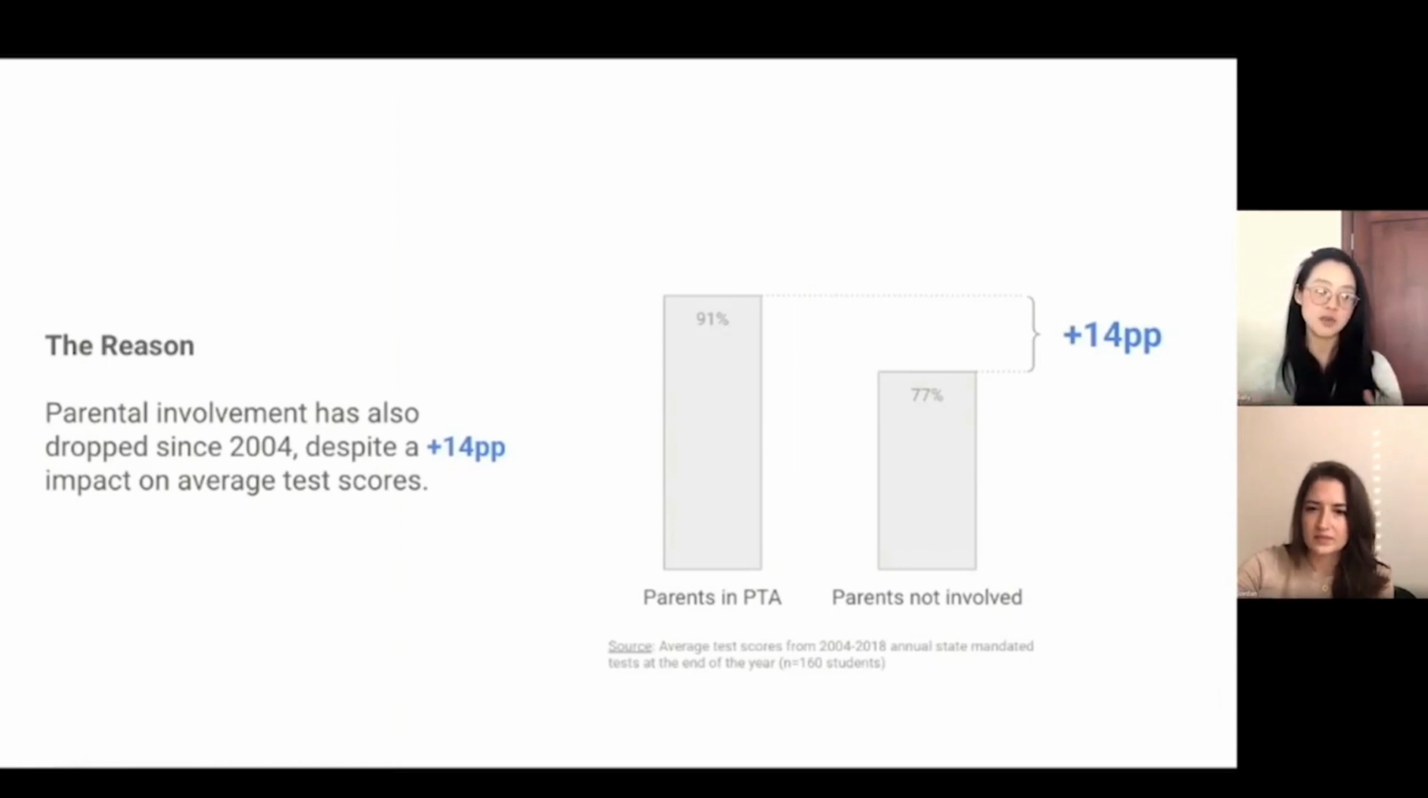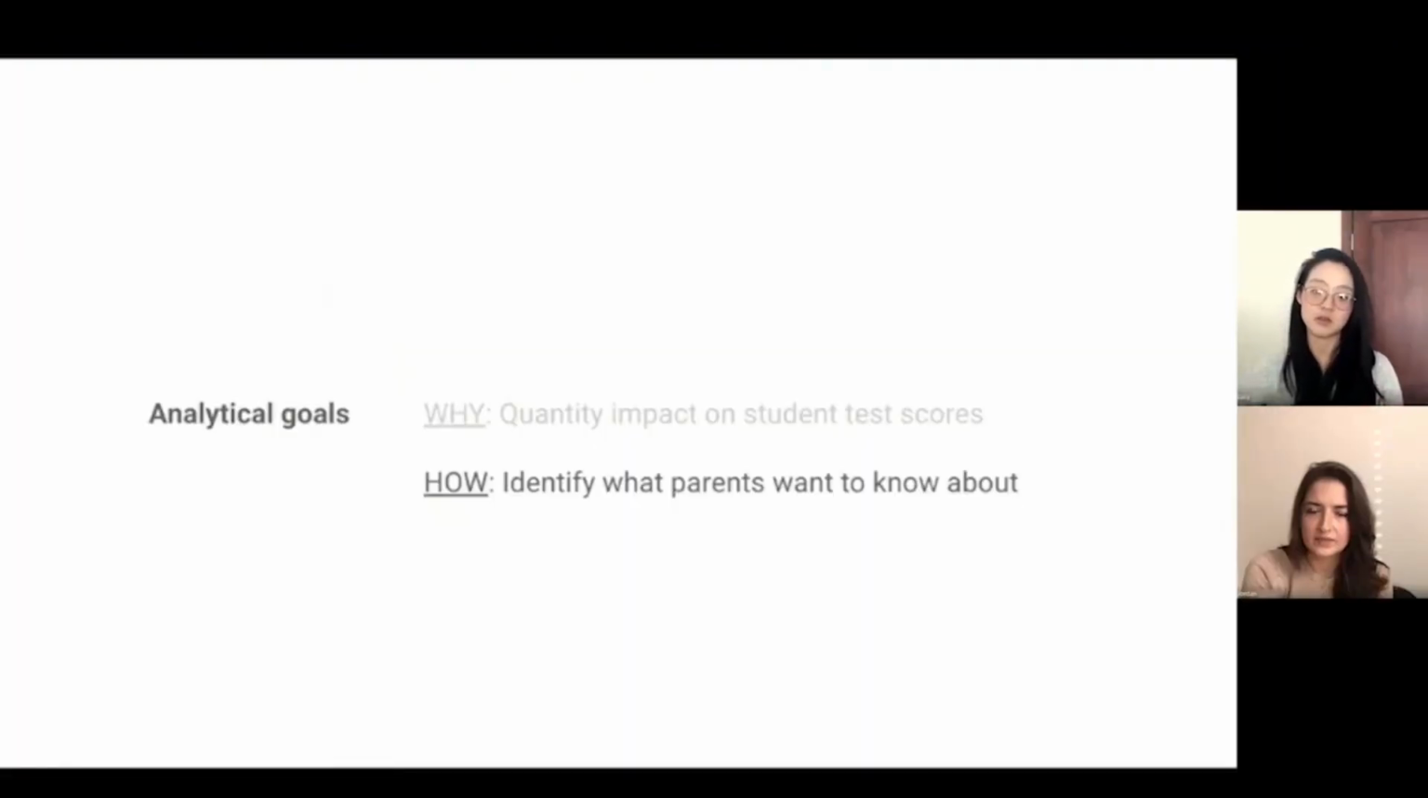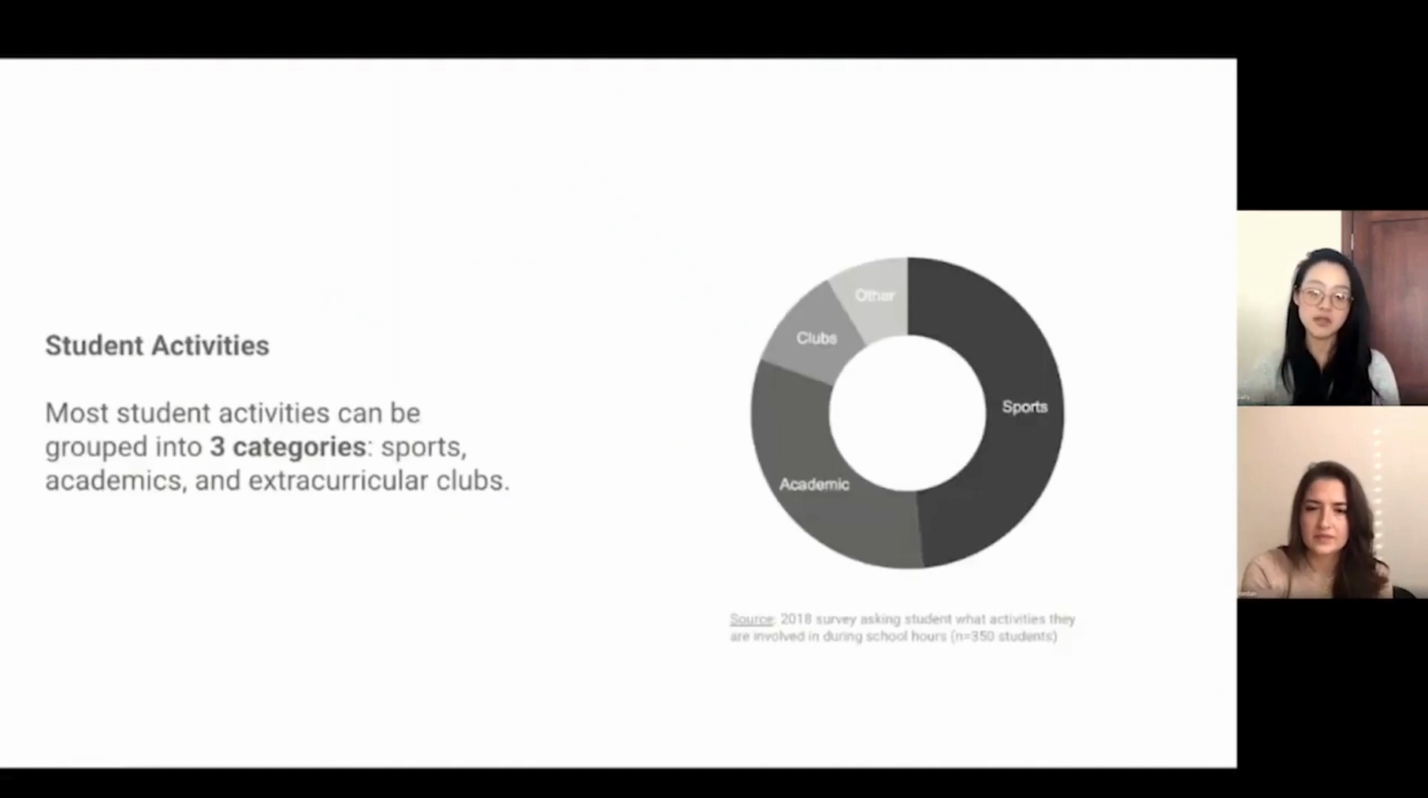So basically, we think the drop in the student test scores, because it correlates so well with parental involvement, that the lack of parental involvement is the reason why test scores are dropping. And so that's why it's really important for us to increase parental involvement to improve our student test scores. So that's the why. Next, we want to go into the how. What are the things that the parents would want to know about? So this data comes from a survey in which we asked students what kind of activities that they are involved in. And most student activities can be grouped into the following three categories: sports, academics, and extracurricular clubs.